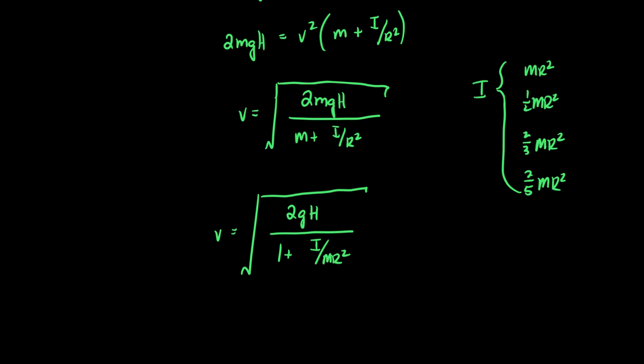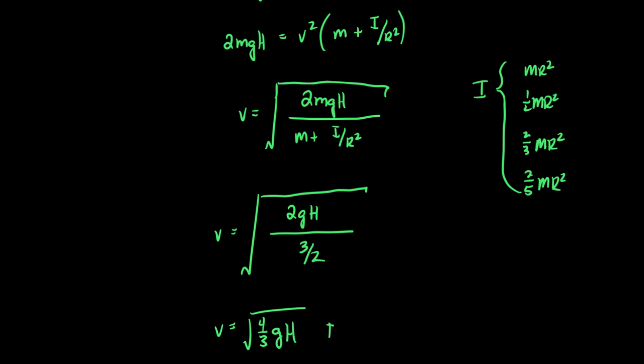If it was a ring, it's going to be 1. If it's a disk, it's 1/2. You see what I'm saying? So we'll do the disk. So I put in 1/2 mr squared there, and that whole term becomes 1/2. 1/2 plus 1 is 3/2. Multiply top and bottom by 2/3, and we get exactly what Harishi and many of you got, 4/3 GH.